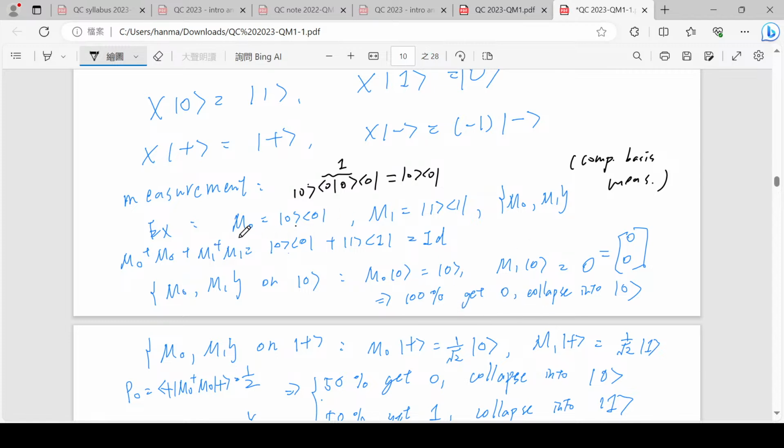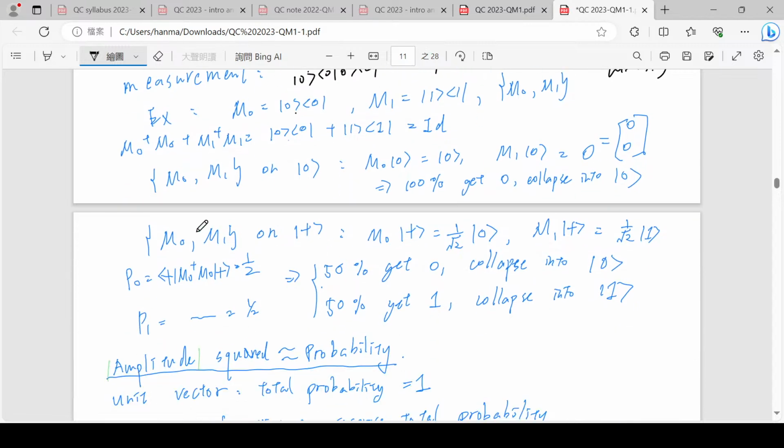So you have 100% probability to get a measurement outcome 0. This 0 corresponds to this M0, 1. There are a lot of 0s here. Your state will collapse back into the |0> ket. You start with |0>, you collapse into |0>, so you don't really change your state. Okay, let's do a more interesting example.